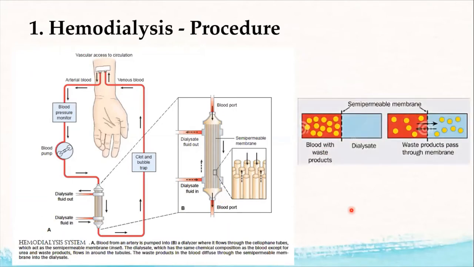So this is basically the mechanism of the tubes in the dialyzer. These are the semi-permeable membranes. So the blood with waste products is inserted in the tube, and the dialysate is located on the outer surfaces of these tubes. And because of this, dialysate has the capacity to attract the nitrogenous waste, minerals, and electrolytes. It will selectively diffuse out the nitrogenous waste from the blood, and ultimately the clean blood is returned back to the body. This was all about the procedure behind the hemodialysis.